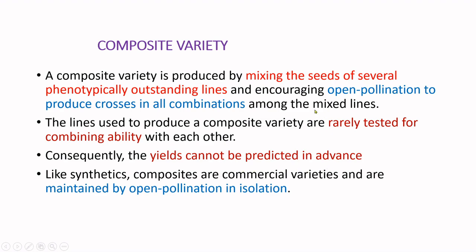The yield cannot be predicted as there is no estimation of synthetic 1, composite 1 or composite 2. Much like synthetic varieties, composites once developed are maintained by open pollination in isolation, because they are cross-pollinated crops. They are produced from cross-pollinated crops, so they have higher chances of genetic admixture from foreign pollen coming from nearby varieties or weed species. So you need to isolate your seed production plot away from other varieties which are crossable.